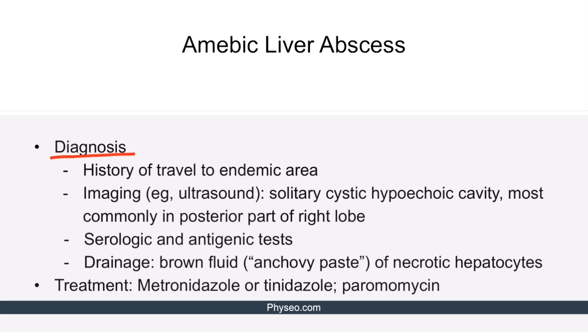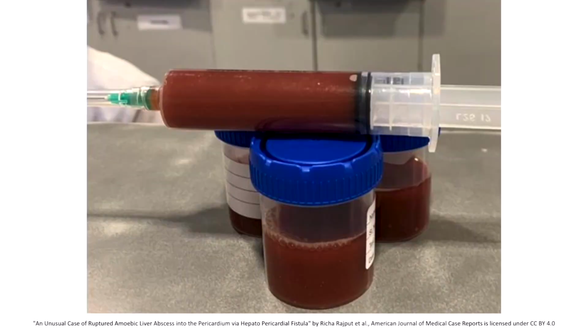The aspirate shows a brown fluid of necrotic hepatocytes, often referred to as anchovy paste. Treatment of amoebic liver abscess includes metronidazole or tinidazole. We then administer paromomycin to destroy the intraluminal cysts. Here is how the anchovy paste drainage of amoebic liver abscess looks. Please notice this thick, dark, chocolate brown fluid.